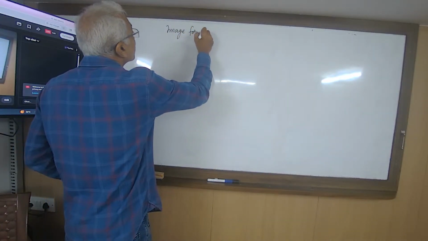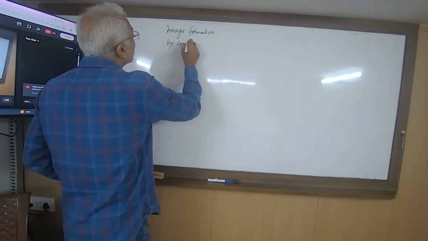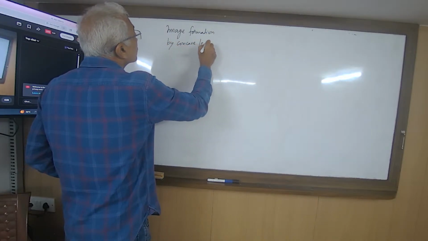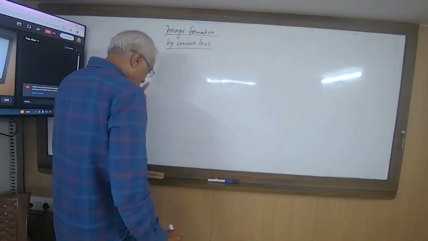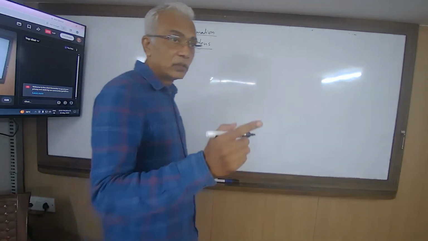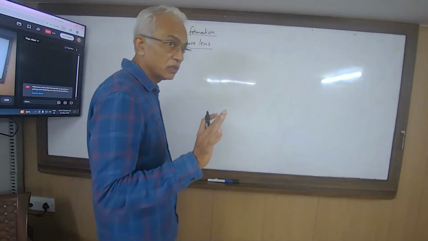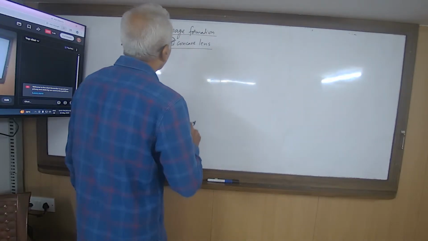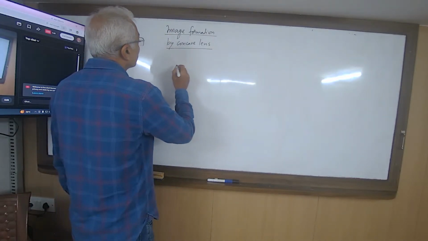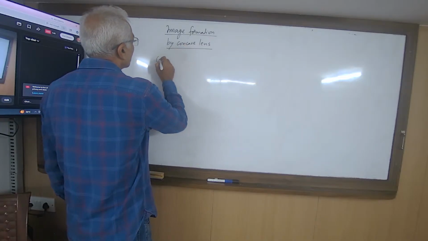Image formation by concave lens. Do you have any doubt in any image formation by convex lens? So in case of concave lens, there are only 2 object positions. One is object at infinity.